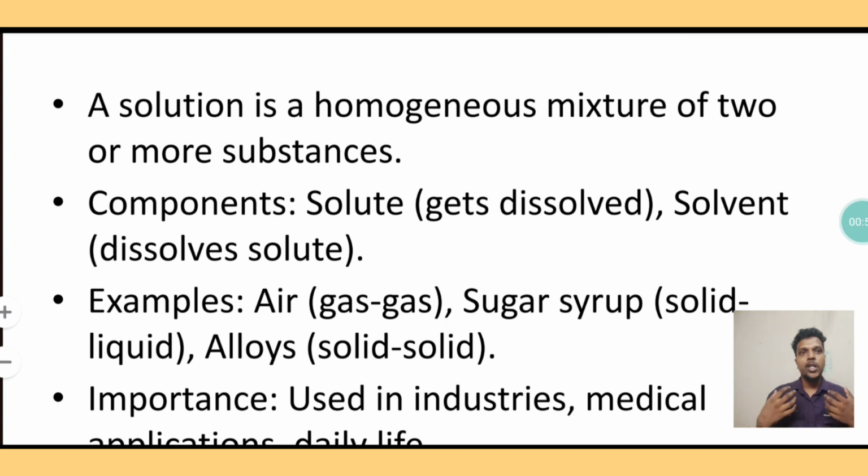It means that there are two components in a solution: the first one is the solute, and the solute is dissolved in the solvent. When a solute and solvent combine, we get a solution. An example is air. Air is a gas in gas type of solution. This means that gas is dissolved in gas in the case of air, and air is a mixture of gases.